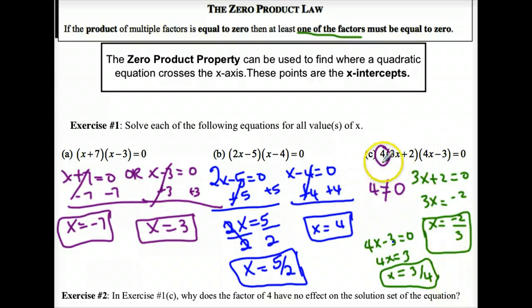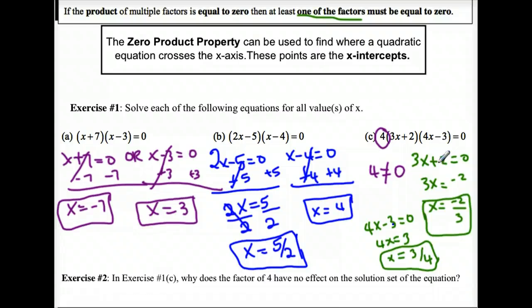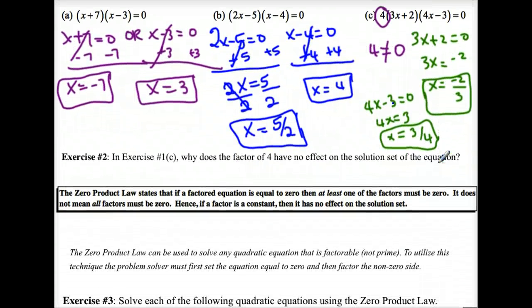Now, what about this 4 that's outside here? That doesn't really have an impact on the answer, which we're going to address in our second example. The zero product law states, remember what it said? It said that at least one factor must be equal to 0. It does not mean that all the factors, at least one of them needs to be equal to 0. So if a factor is a constant, then it has no effect on the solution. The reason why one of these factors needs to be a 0 is because when I multiply by 0, I will get 0.